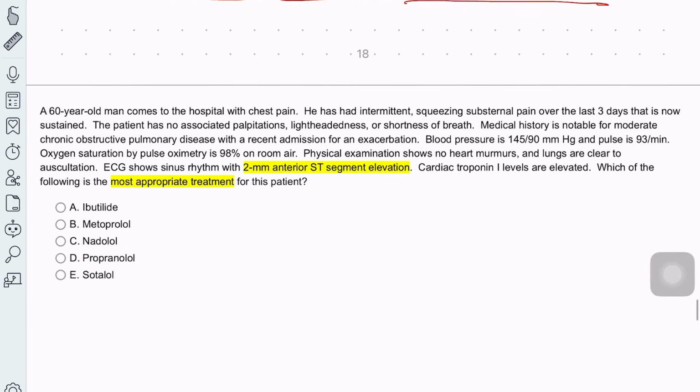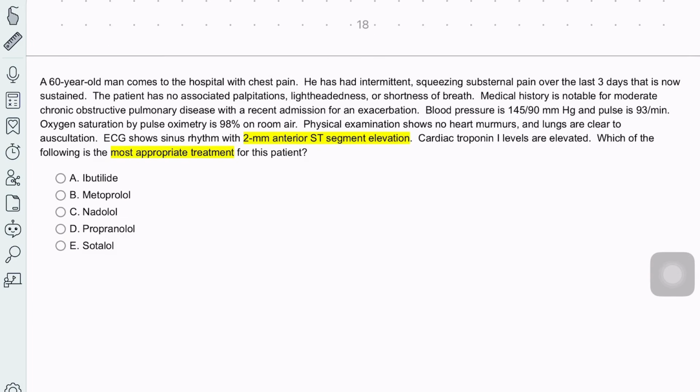Next question. A 60-year-old man comes to the hospital with chest pain. He has had intermittent squeezing substernal pain over the last 3 days that is now sustained. The patient has no associated palpitations, lightheadedness or shortness of breath. Medical history is notable for moderate COPD with a recent admission for exacerbation. The blood pressure is 140/90 and the pulse is 93 per minute. Oxygen saturation is 98% on room air.